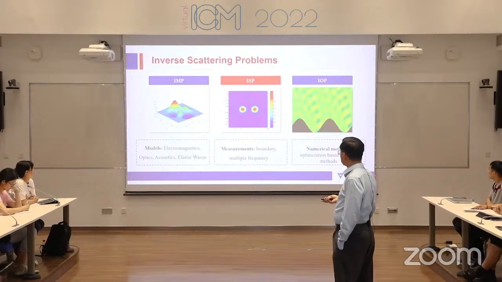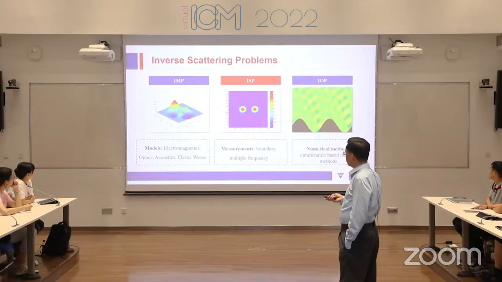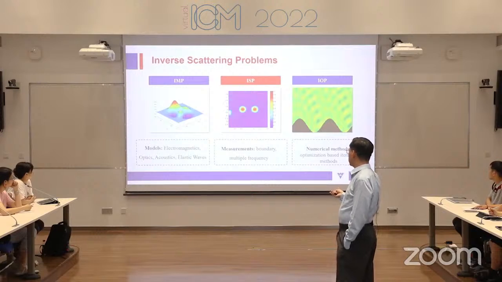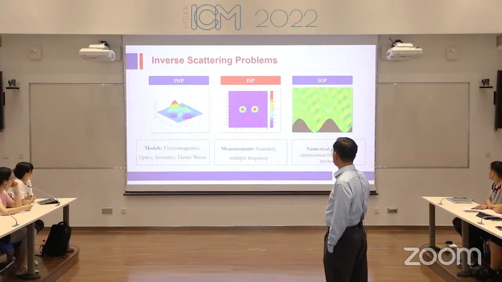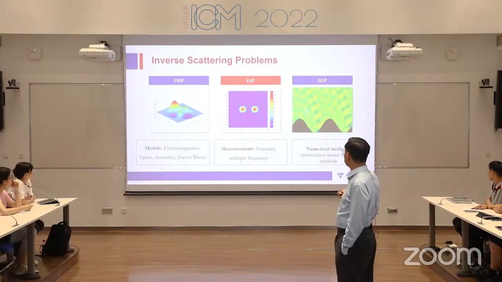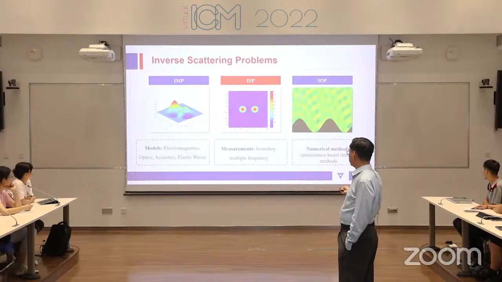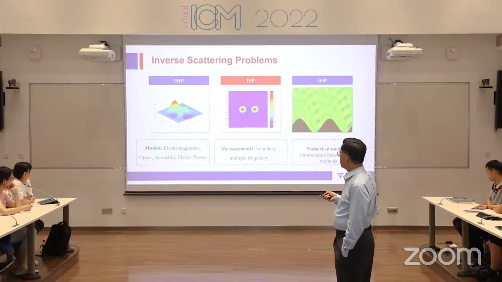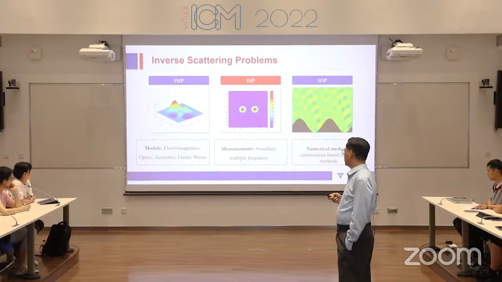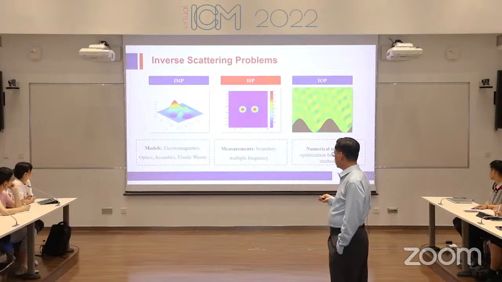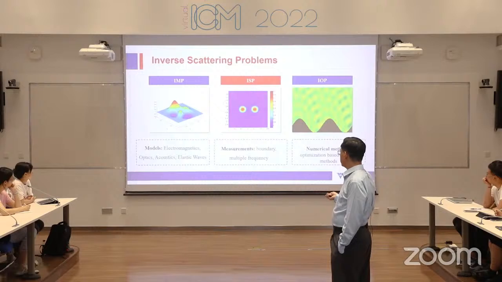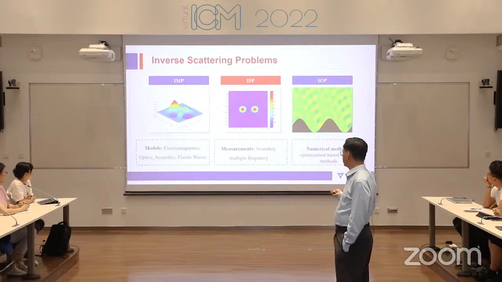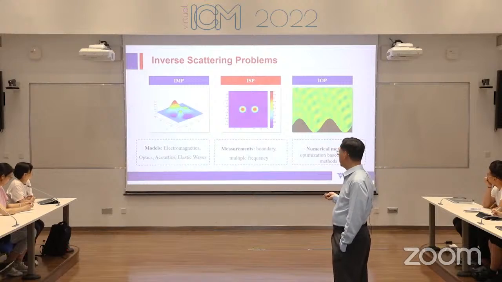Broadly speaking, inverse problems can be decomposed into three classes. One is inverse medium problems. Another is inverse source problems. The third one is the inverse obstacle problem, where you try to identify the interface from boundary measurements. And often we need to have some models. By models here, I'm really talking about the inspection methods. Here we use waves: electromagnetic waves, optical waves, acoustic waves, elastic waves. And by measurements here, we mainly mean the boundary measurements, as well as multiple frequency data.